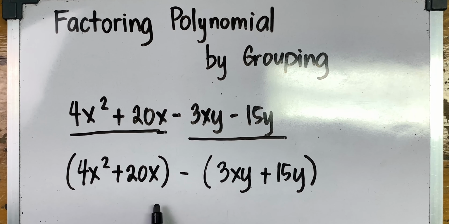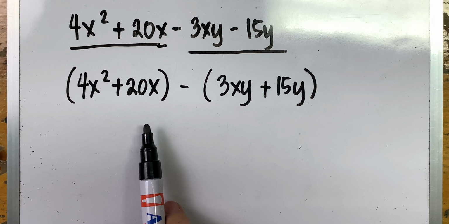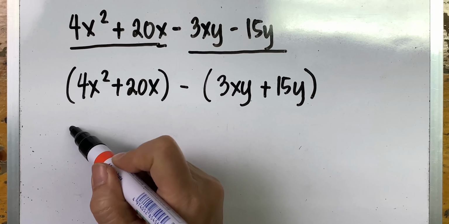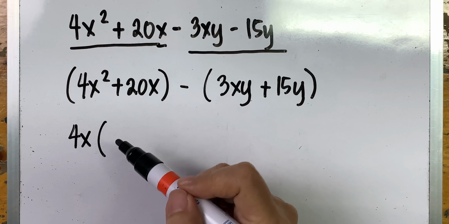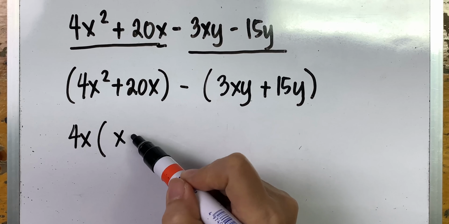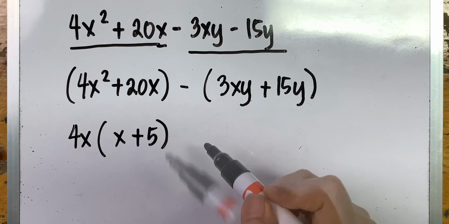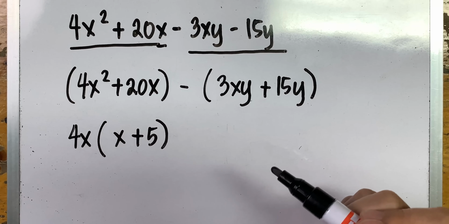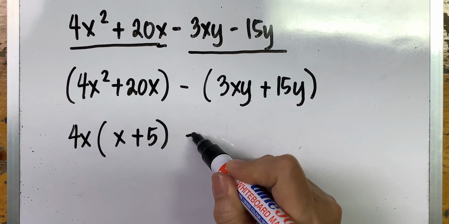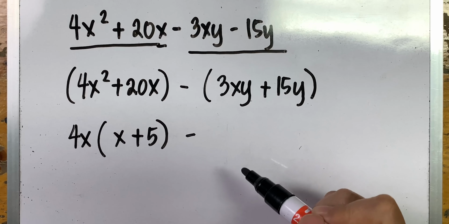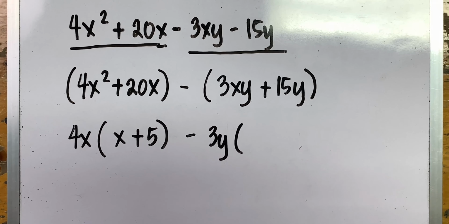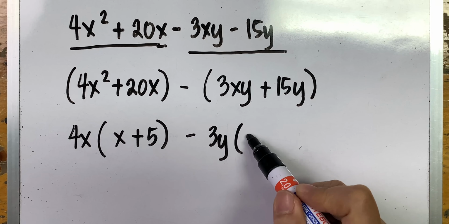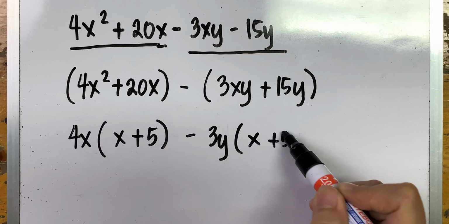Okay. So, sa first group, hanapin natin yung greatest common factor or yung GCF. In this case, merong 4x. So, ilabas natin yung GCF. So, anong naiwan dito would be x plus 5. Okay, dun sa second half, hanapin din natin ulit yung GCF. So, nandito yung negative. So, ang GCF natin will be 3y. So, tingnan natin, ang naiwan na lang would be x plus 5.